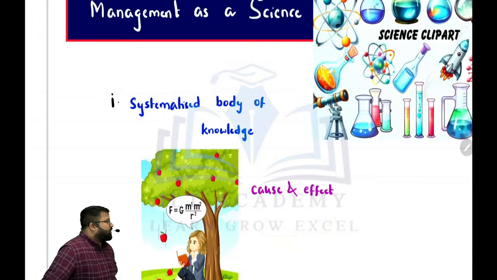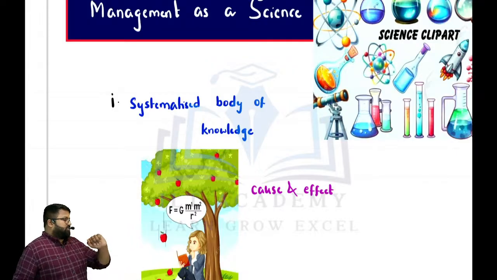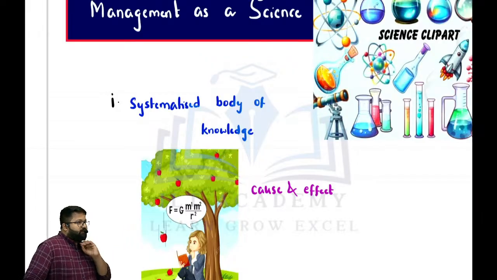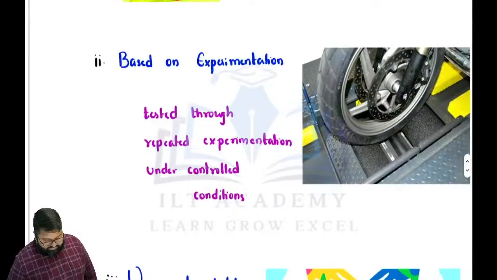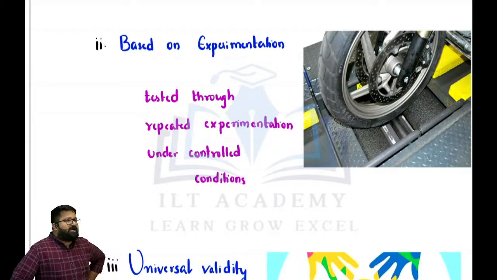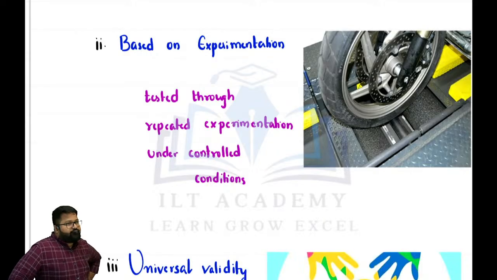Cause and effect. What is meant by cause and effect, ma? Sir, are we believing science blindly or with reasons? Science is believed with supporting proofs and all. So automatically cause and effect is important. Next, second point, based on experimentation.